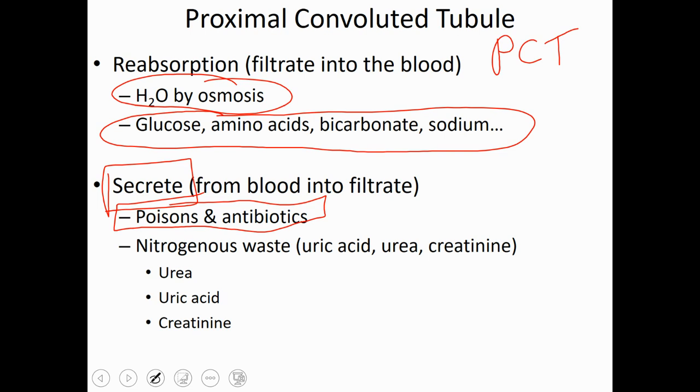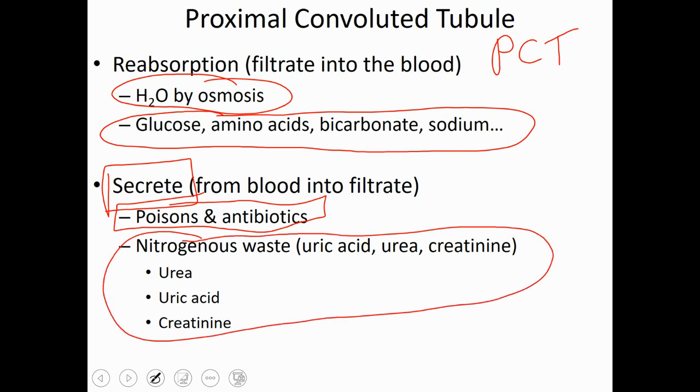Okay, and then one of the other things that we look at is nitrogenous waste. Some of that will come out through filtration, but some of it has to be secreted directly from the blood into this filtrate. And we have urea, uric acid, and creatinine. Just as a background here, urea is formed from the breakdown of proteins, and it forms what's called ammonia, and ammonia can kill us. So our body has to take that ammonia and change it into urea, which is a good thing, but we still don't want that in our system, so we've got to urinate that out.